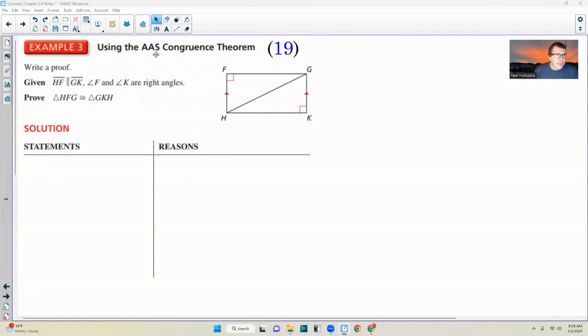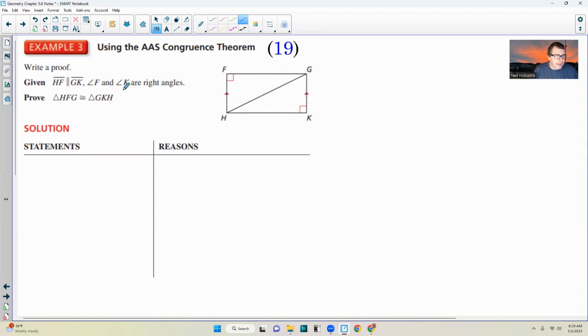Okay, example 3, using angle side congruence theorem. Hint, hint. This is going to be the reason for our proof. Okay, so it says to write a proof given. Again, we always check to see if everything is labeled. So segment HF is parallel to GK. HF parallel to GK. It's labeled. So these two sides are parallel. GH is now a transversal.